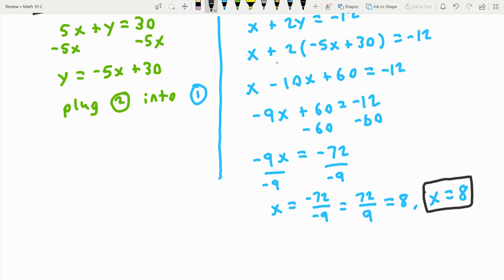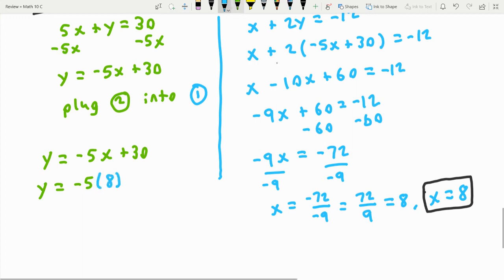So now let's take x and plug it back into one of our equations to solve for y. Since we already have y isolated in equation 2, let's plug x back into equation 2. So in this case, we'll do it here. y equals negative 5x plus 30. So y equals negative 5. Now we'll plug in our value for x, which happens to be 8. And we'll continue on and say plus 30.